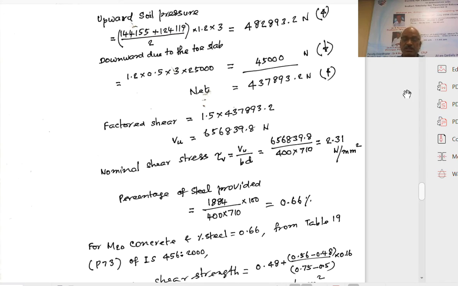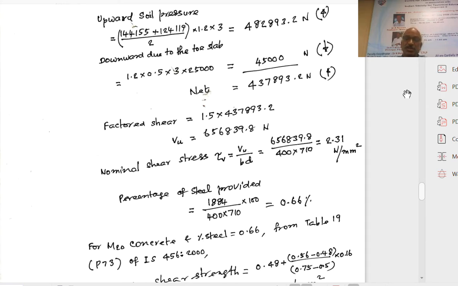For allowable shear stress, the first one is the nominal shear stress. We have got the net shear force, so net shear force by area. Area is 400 into 710. 800 is the overall depth, 700 is the effective depth, 710. So 400 into 710, Vu by b into small d as per the code. So that is the shear stress due to the force.